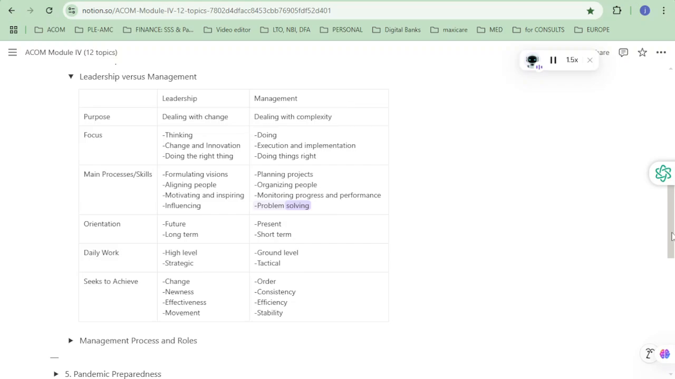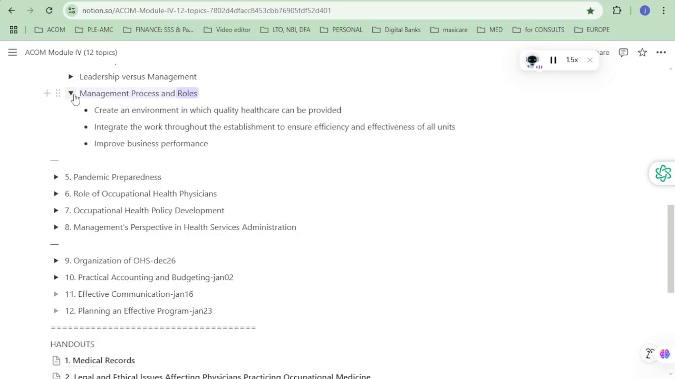Problem solving. Orientation: leadership is future, long term, high level, strategic; management is present, short term, daily work, ground level, tactical. Seeks to achieve: leadership seeks change, newness, effectiveness, movement; management seeks order, consistency, efficiency, stability.